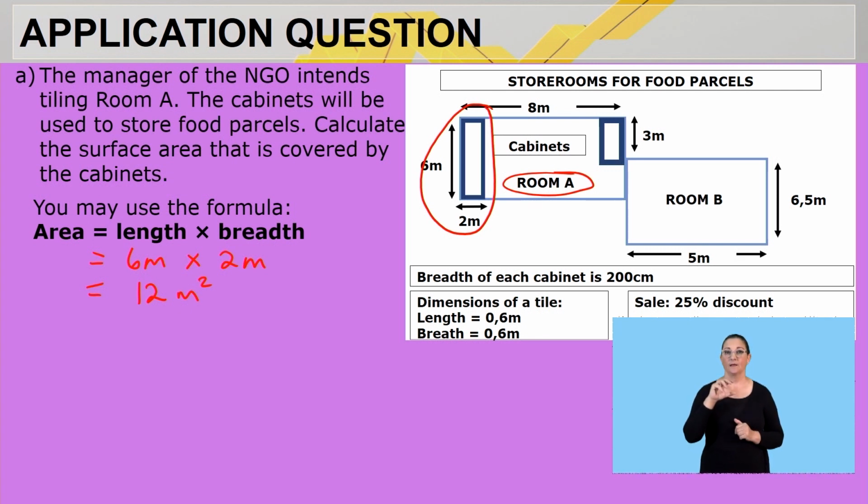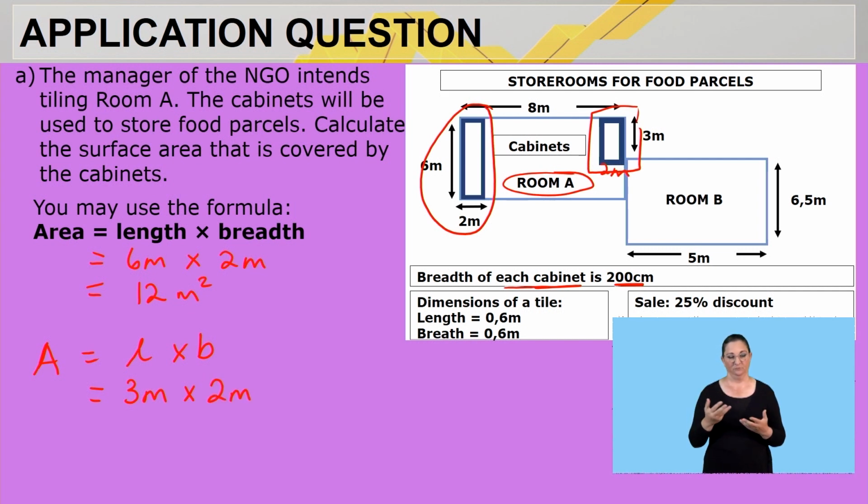Guys, are we fine? Now I'm going to calculate the area of the second cabinet. It's this one here. Remember it says the breadth of each cabinet is 200 centimeters. So meaning this here is then also 2 meters. Are we clear on that? So again for the second one, also a rectangle as we can see, area equals length multiplied by breadth. In this case, length will be 3 meters, multiplied by the breadth here, which is also 2 meters. 3 multiplied by 2 will give us 6 meters squared.